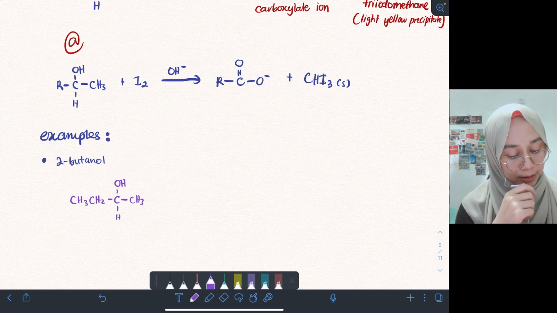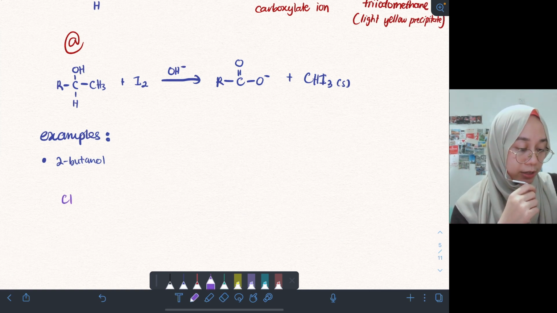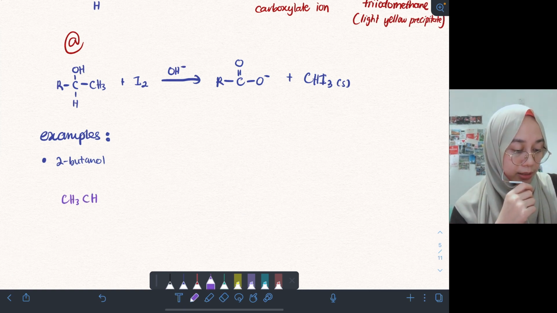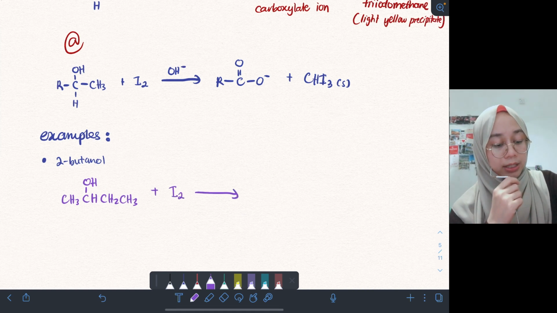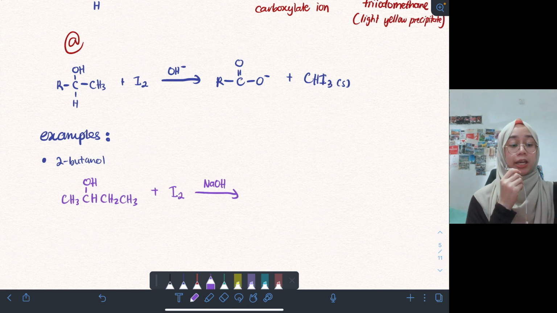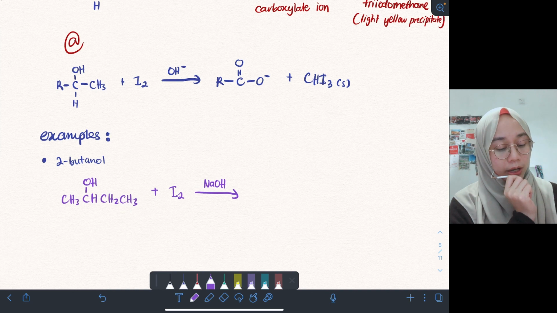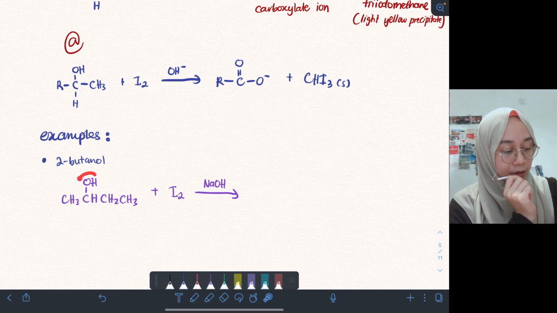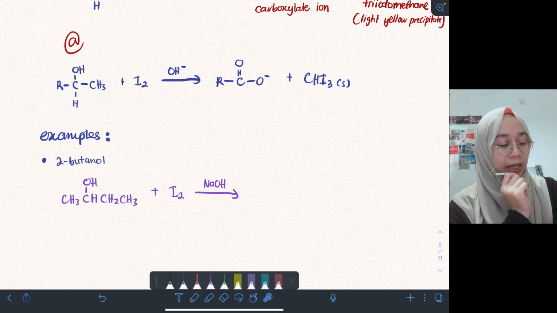Miss bagi kamu cara lain lah supaya kamu lagi nampak. Okay, so let's say I give you 2 butanol kan, CH2, CH3, sini ada OH, and then kita kasih react kan dengan iodine, and then with the presence, so let's say Miss guna NaOH lagi kat sini. Okay, so let's check if the 2 butanol has the methyl carbonyl group. Okay, so dia ada OH. Okay, carbon ni carbonyl lah. Okay, so dia ada OH. Okay, and then check juga carbonyl ni perlu ada H. Okay, betul, dia ada H.